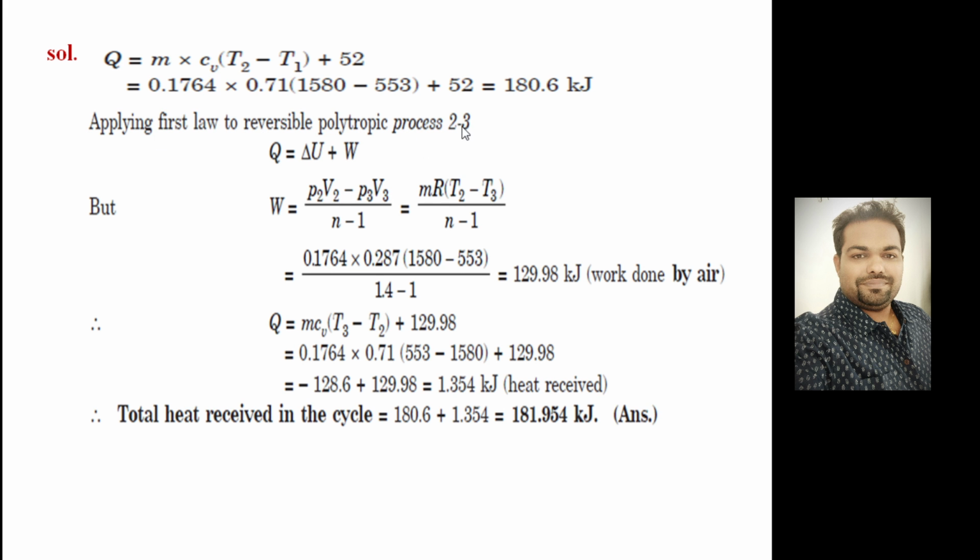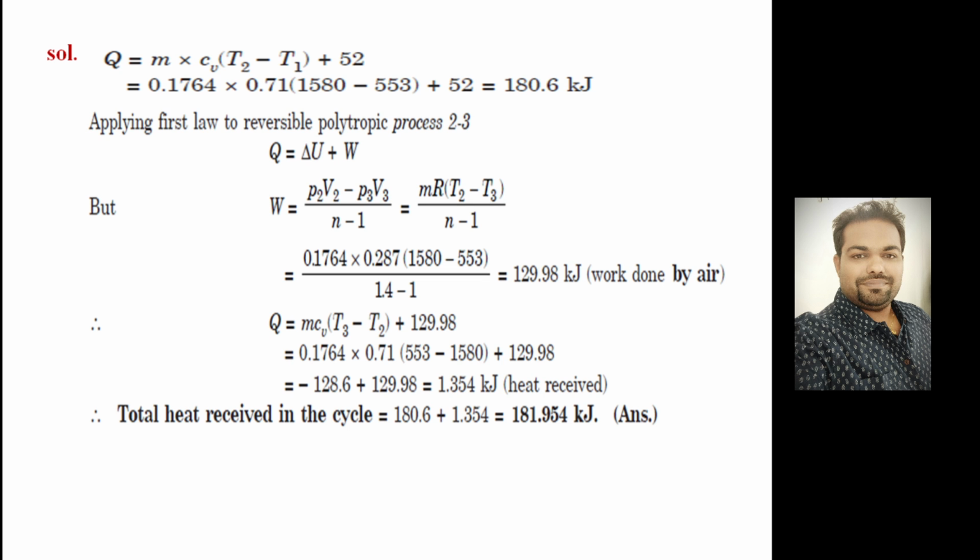Now apply the first law to the process 2 to 3, that is polytropic, right? For the polytropic process, work done is (P2 V2 minus P3 V3) divided by (n minus 1). I know all these parameters, so I can substitute the values and get the work done, which is coming positive. So Q is equal to m Cv (T3 minus T2) plus work done. T3 is nothing but T1 basically. If I substitute, I am getting this as positive. That means this is also heat addition. So two heat additions I got, right? One in the constant pressure process, another in the polytropic process. These are the two heat additions.